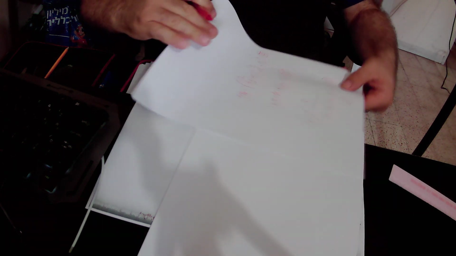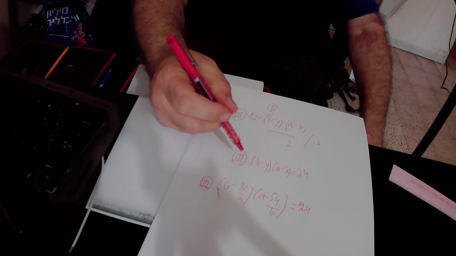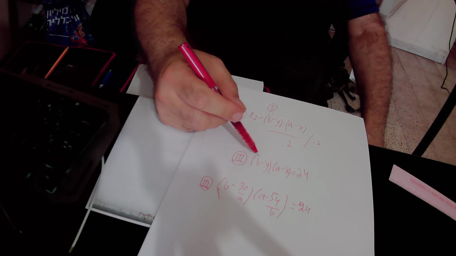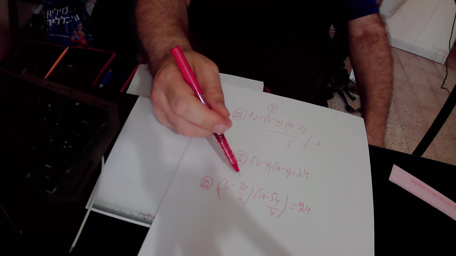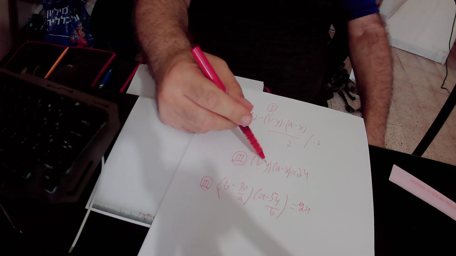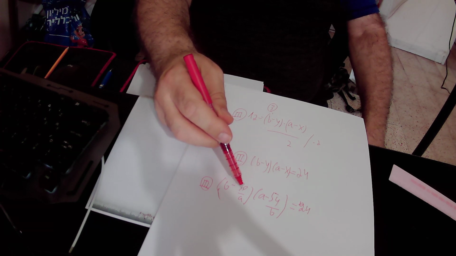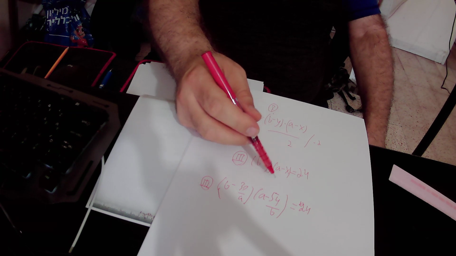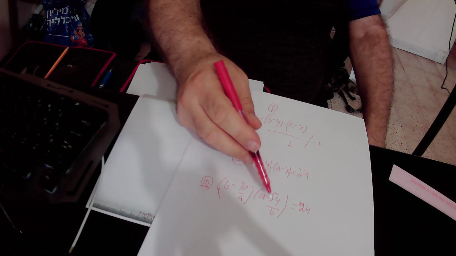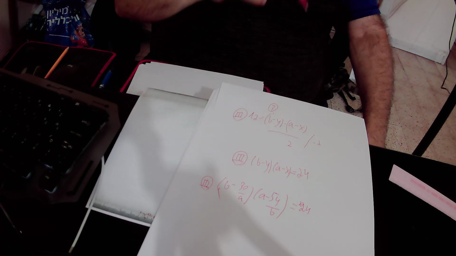Okay, so as you can see here, b minus y is actually b minus 30 over a, because y equals 30 over a, times a minus x, but x equals 54 over b, so we can substitute x by 54 over b, and all equals 24.